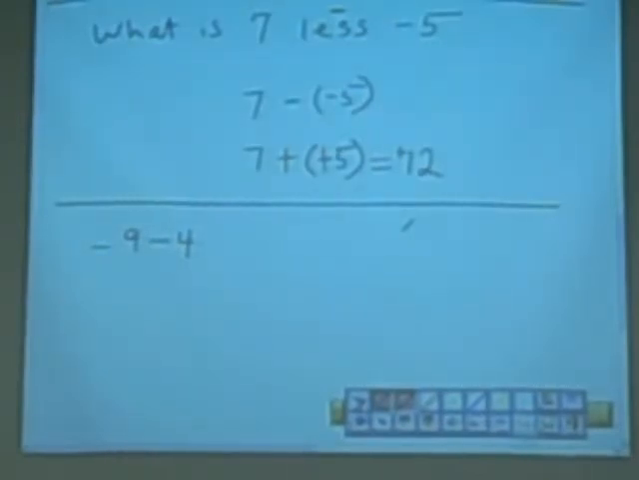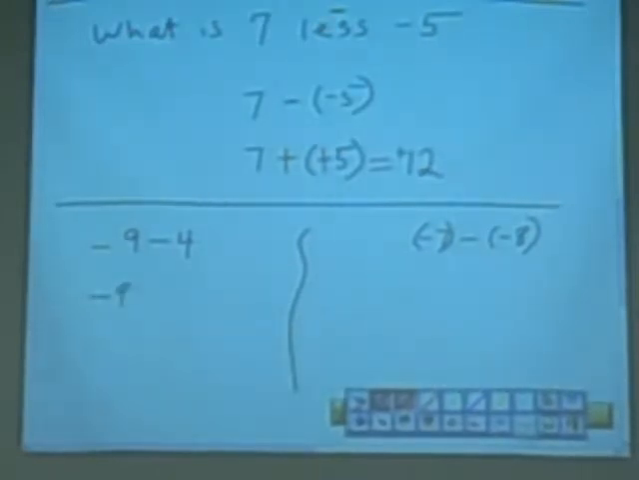Okay. So versus one like you said, 82. Versus, let's say instead of negative 9, let's say negative 7 minus a negative 8. Okay? Okay, now this is where the process helps.